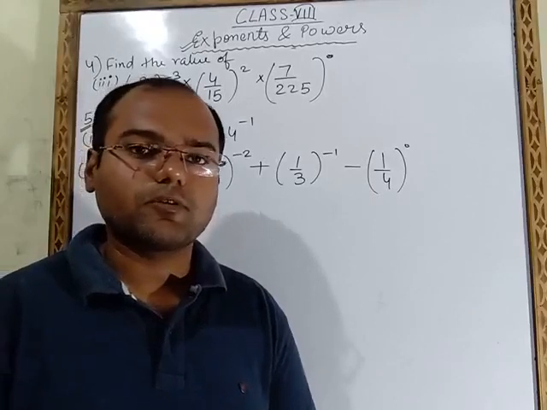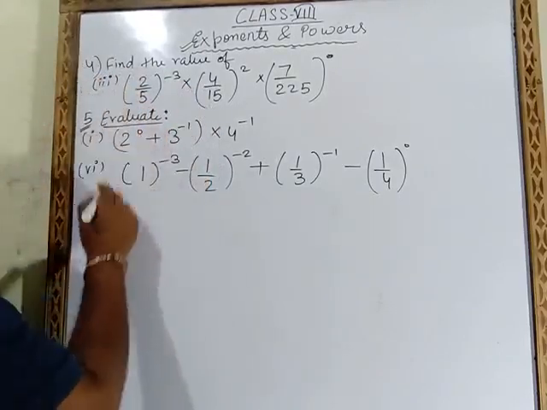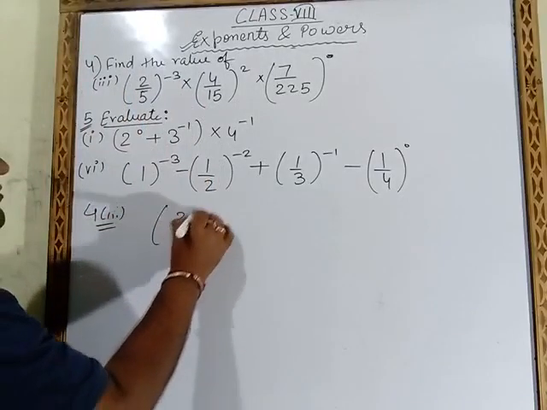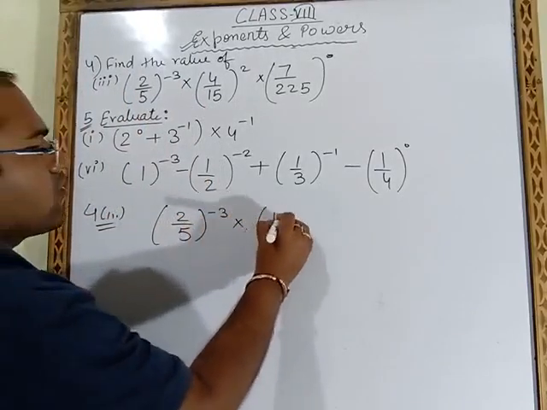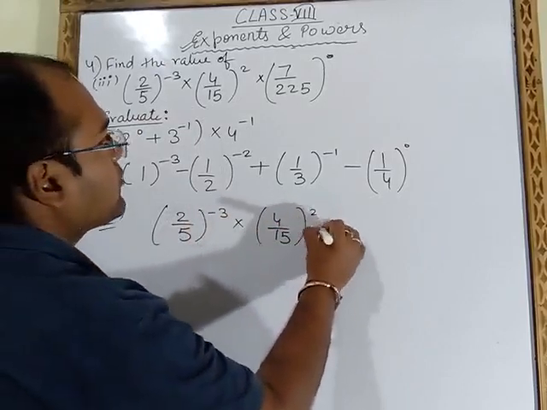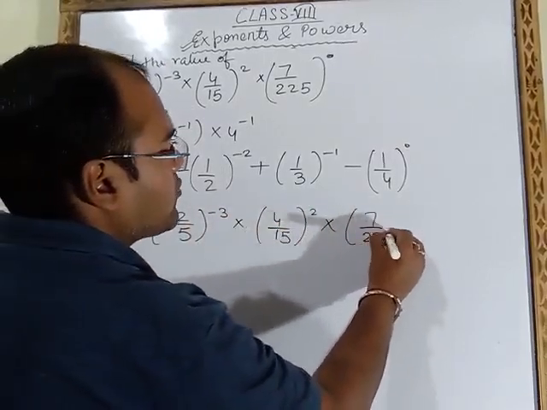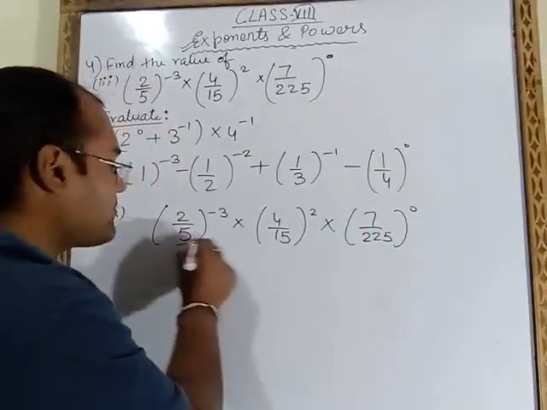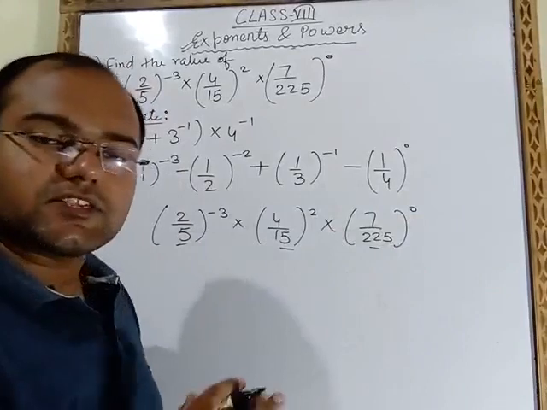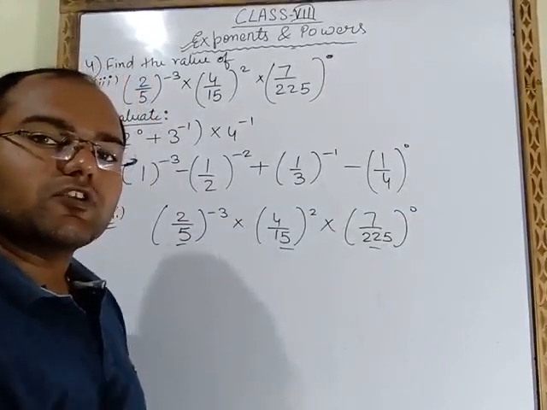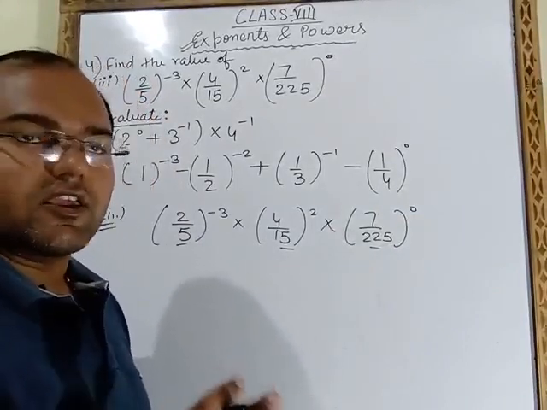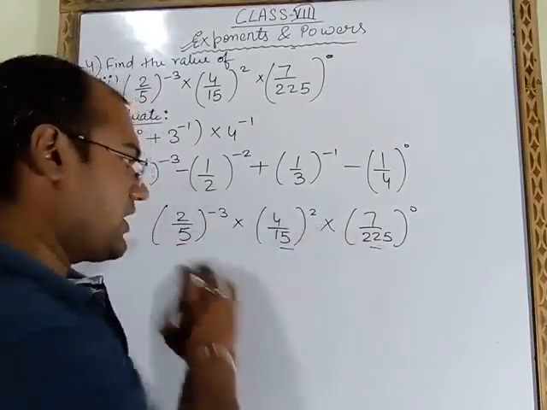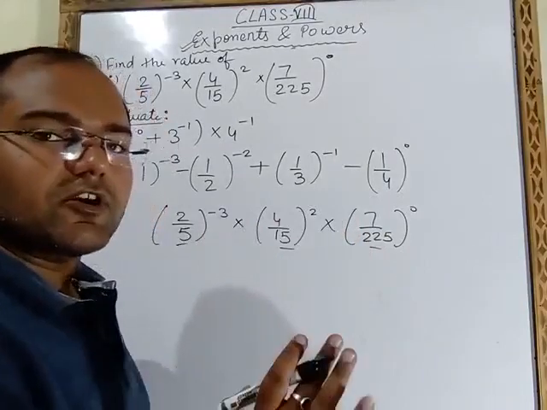Now see question number 4, third part. 2 upon 5 whole power minus 3, 4 upon 15 whole power 2, 7 upon 225 whole power 0. Here in this question, all the bases are different. Bases are not the same, so we will not use the laws of exponents here. In order to use the laws of exponents, bases should be same. But here all the bases are different.